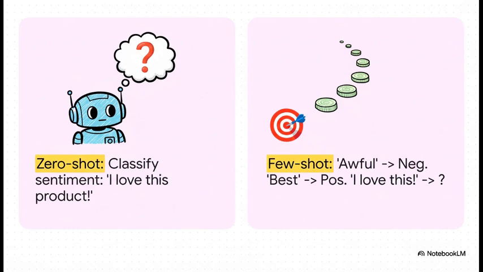Let's make this crystal clear. On the left, a zero-shot prompt, a simple request. Classify the sentiment. And yeah, the AI will probably get it right. But look at the few-shot prompt on the right. We're not leaving anything to chance. By showing it a pattern, this is awful is negative, this is the best is positive, you're guiding it to the exact answer. The AI isn't just learning the task, it's learning the format and the style you want. This is how you get precision.